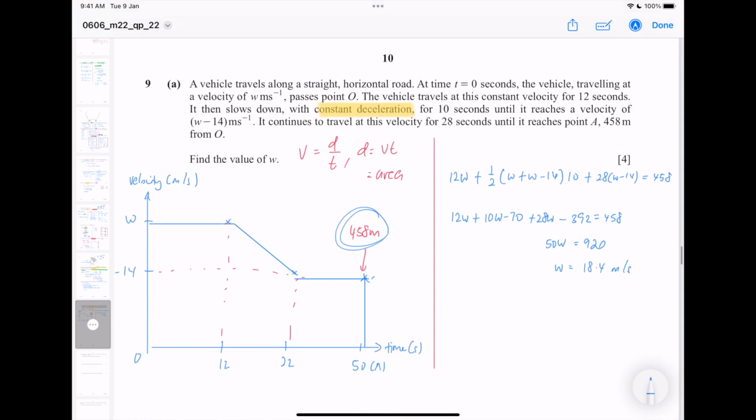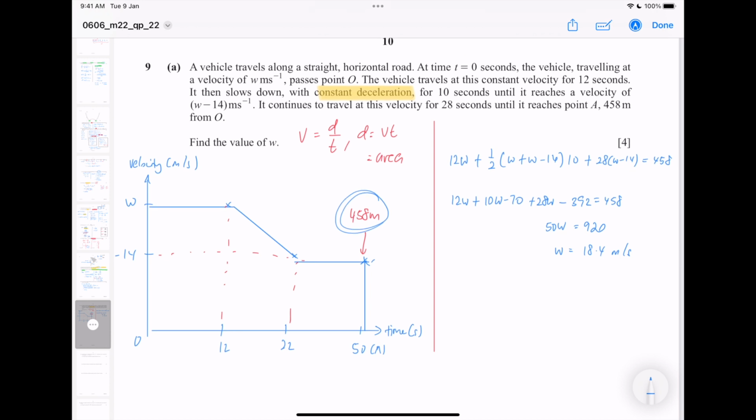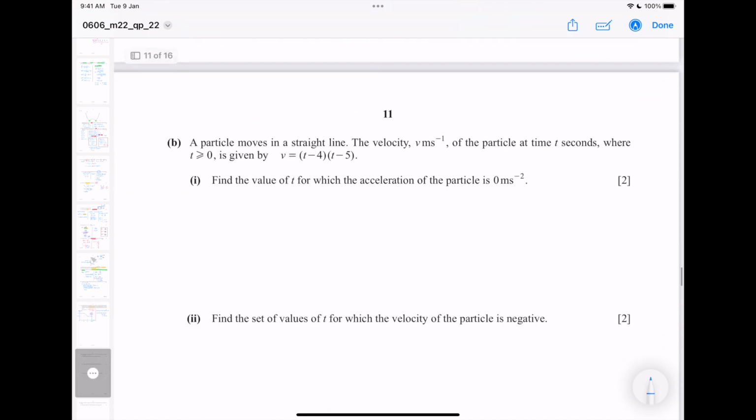Okay, that's it for A. Hopefully you get that. The hard part is drawing the graph, then remembering that distance is just the area under it. Okay? Alright. Question B.